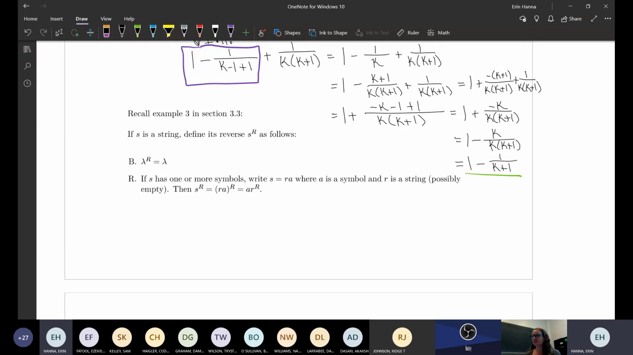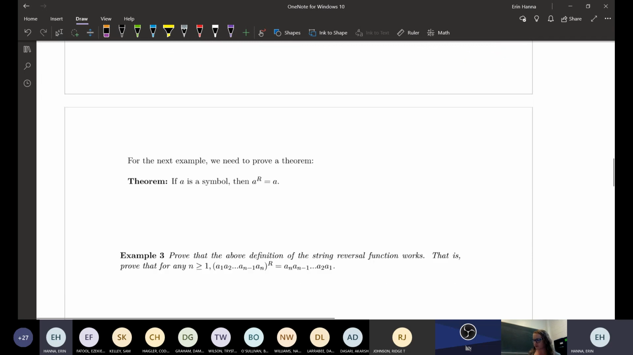It's just that you then have to add in the empty string, because you have to be able to write it as a symbol and a string. So saying one or more symbols is fine, but if you only have one symbol, you need the empty string. But anyway, I'm just babbling. Remember, when you have more than one symbol, so you have a string and a symbol, the reverse brings that symbol outside and leaves the string with the reverse on it. So let's look at an induction idea with this idea of reversals.